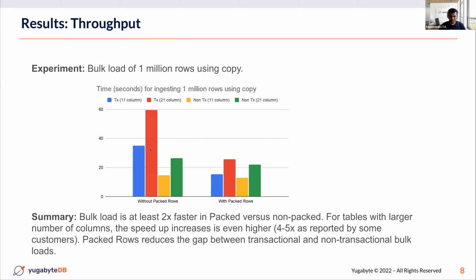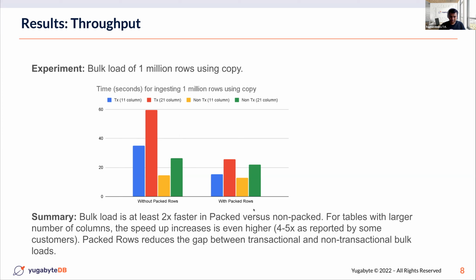As you can see, without packed rows, non-transactional ingestion is definitely way faster compared to the transactional ingestion, right? The x-axis showcases without packed rows and with packed rows, and the y-axis is the time in seconds that it took to ingest 1,000,000 rows, right? And the other thing you can notice is as the schema gets wider, when we go from 11 columns to 21 columns, it's basically one primary key and 10 non-key columns, and the second one is one primary key with 20 non-key columns, the time it takes to ingest scales quite a bit. And we've seen customers who have tons of additional columns, right? So you can see how this chart can continue to grow.